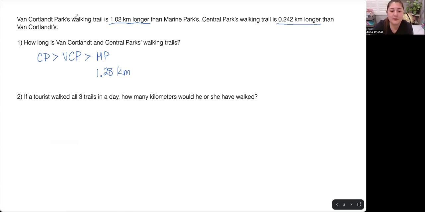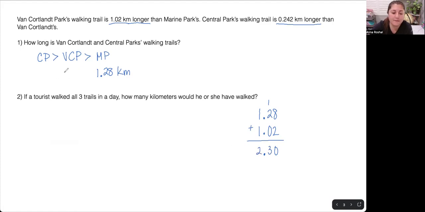Okay. So Van Cortland's Park is bigger by this much than Marine Park. So I'm going to go in and I'm going to say, okay, here is my Marine Park, and I'm going to add this much to get my Van Cortland. So 8 plus 2. Again, I have to make sure I'm lining the decimals up. This time it works out because it's all three digits, right? So it works out beautifully. I just put one on top of the other, not a problem. 8 plus 2 is 10. 1 plus 2 is 3. 1 plus 1 is 2.